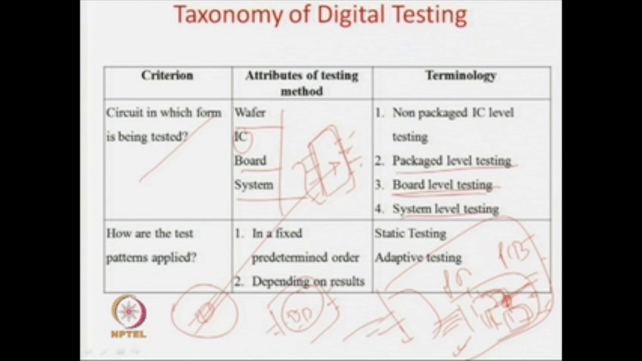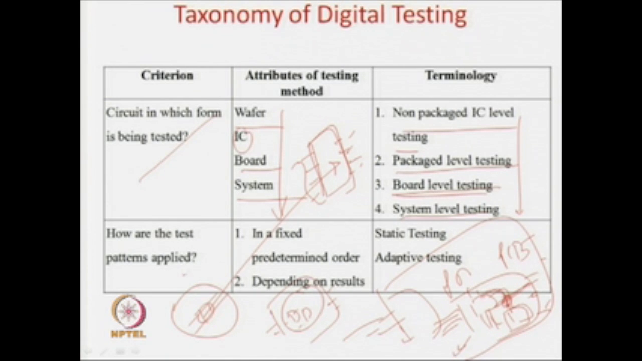So, the more system level you go, the fewer pins you can access and the more difficult the testing is. This is a very raw testing, called non-packaged IC level test, where you can have a lot of pins. The lower, or the more abstract level you go, the fewer pins you have, and so forth. But these are the different levels of testing in terms of when the circuit is tested.